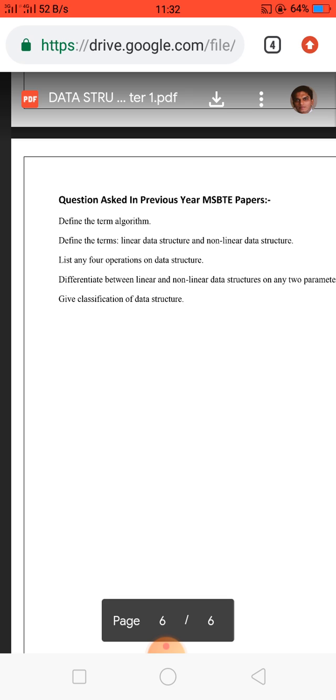These are some questions which were asked in MSBTE's previous year paper. What is an algorithm? Linear data structure, non-linear data structure. What are the different operations performed on a data structure? Classification of a data structure. All these questions are covered in the above subject material.